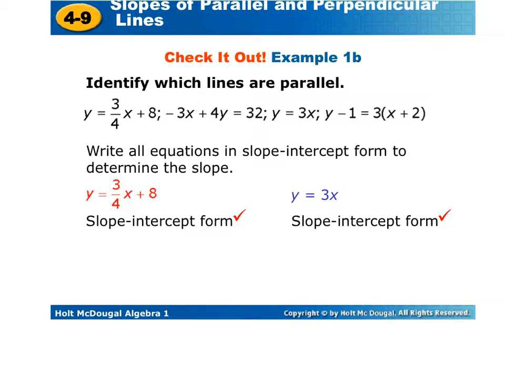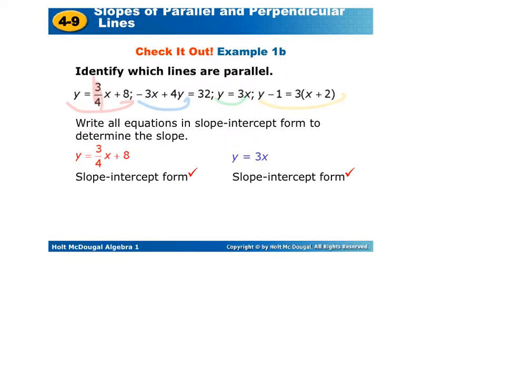Let's identify the slopes. Let's do red, blue, green, yellow. Okay, red, what's the slope? Can we tell it? Is it in the right form? 3/4. It's 3/4. It's ready for us. Okay, what about blue? Is it in the right form? Not so much, right? We got to fix it. All right, so let's fix that blue one. So the blue one has negative 3x plus 4y equals 32.